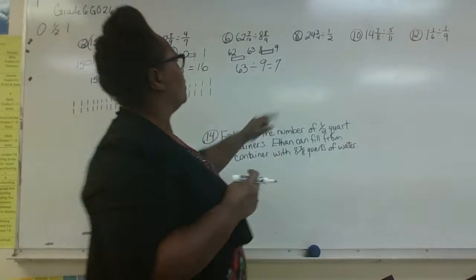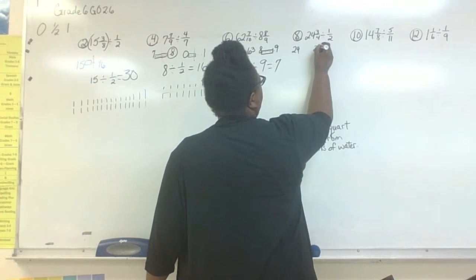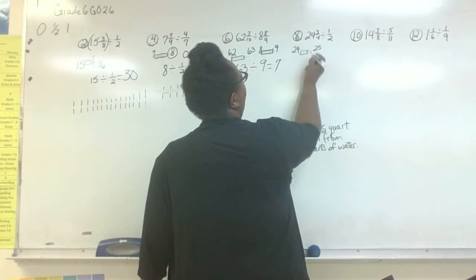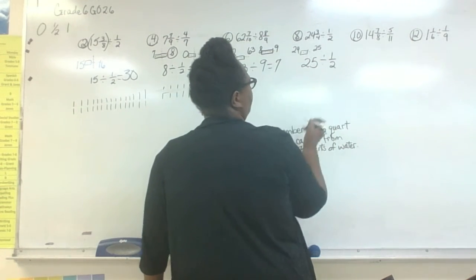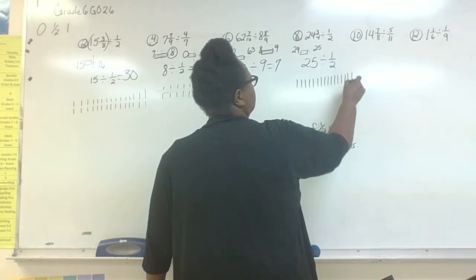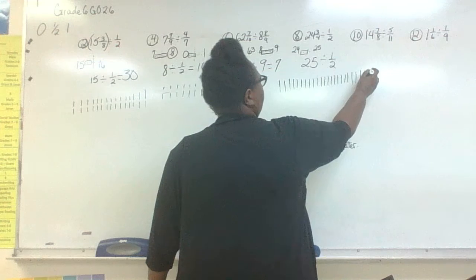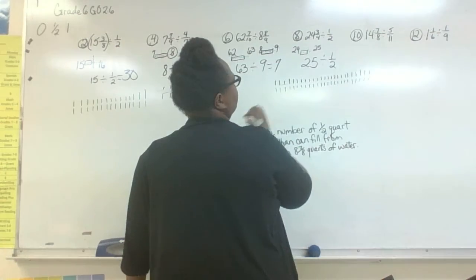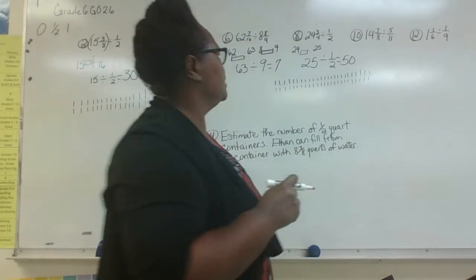Okay? Moving forward. 24 and 3/4 is between 24 and 25. We're counting by 4. 1, 2, 3, 4. We have 3 of the 4, and we're closer to the 25. Okay? And then divided by a half. Remember, 1, 2, 3, 4, 5, 6, 7, 8, 9, 10, 11, 12, 13, 14, 15, 16, 17, 18, 19, 20, 21, 22, 23, 24, 25, cut in half. And guess what we have? 50. Okay? Wonderful. Let's move forward.